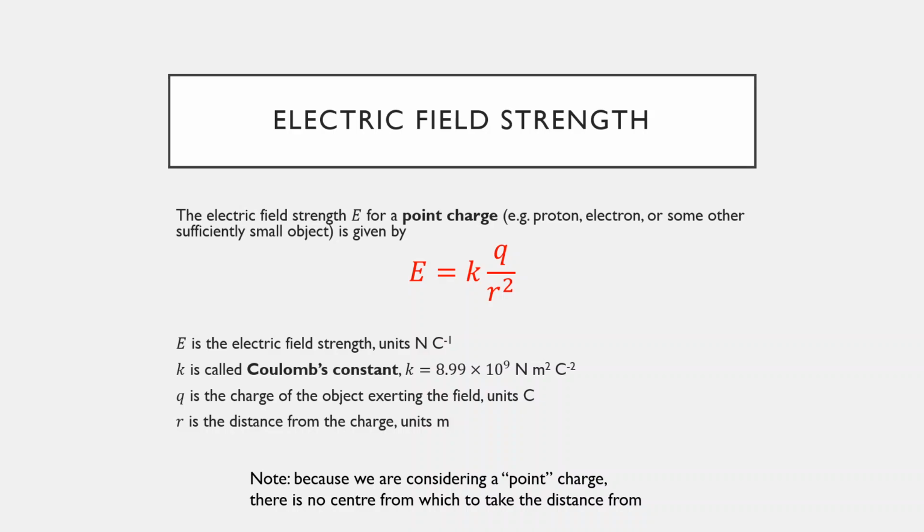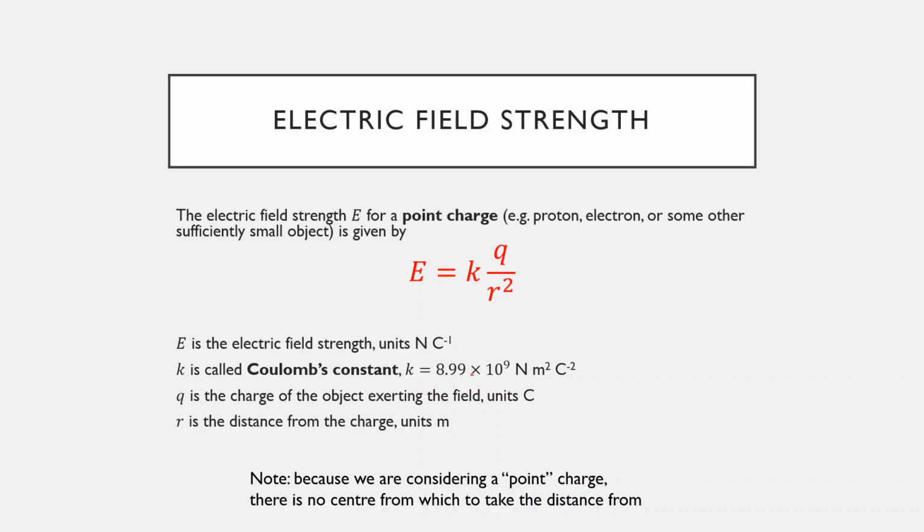That's the value that you'll be given in your data booklet when you do the exam. Some questions, though, will tell you to use a value of 9.0 times 10 to the 9. So just remember when you're doing questions in an exam, the values given to you in a question always trump the values given in the data booklet. So they override. But for the most part, you'll be using 8.99. So just remember that number.